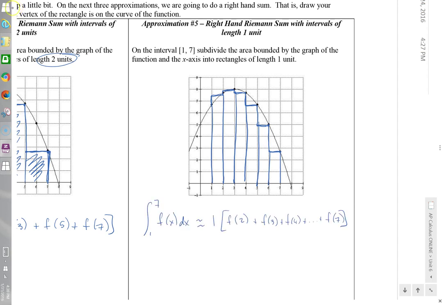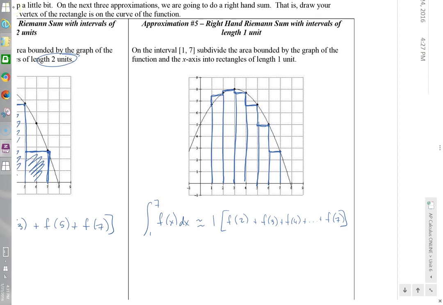So pause it now. So the integral from 1 to 7 of f of x dx is approximately equal to 1, that's our width, times the values of the function starting at 2, f of 2, f of 3, f of 4, all the way to f of 7.